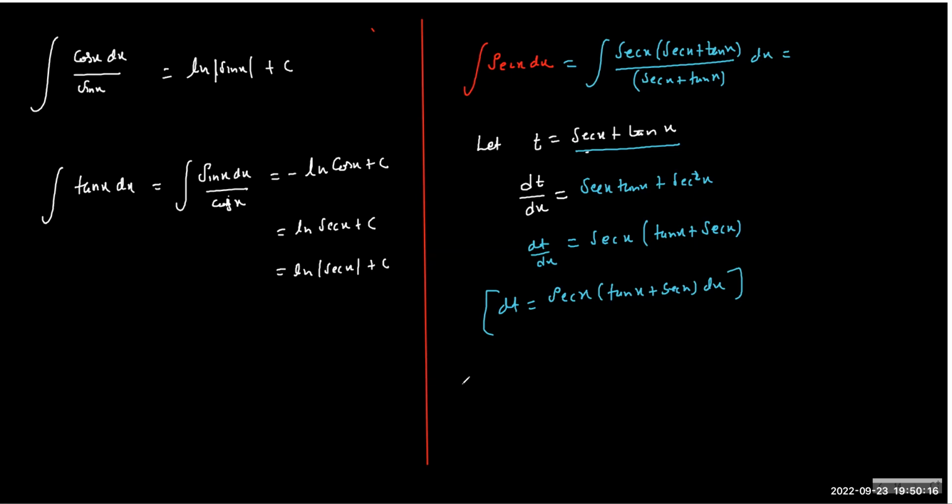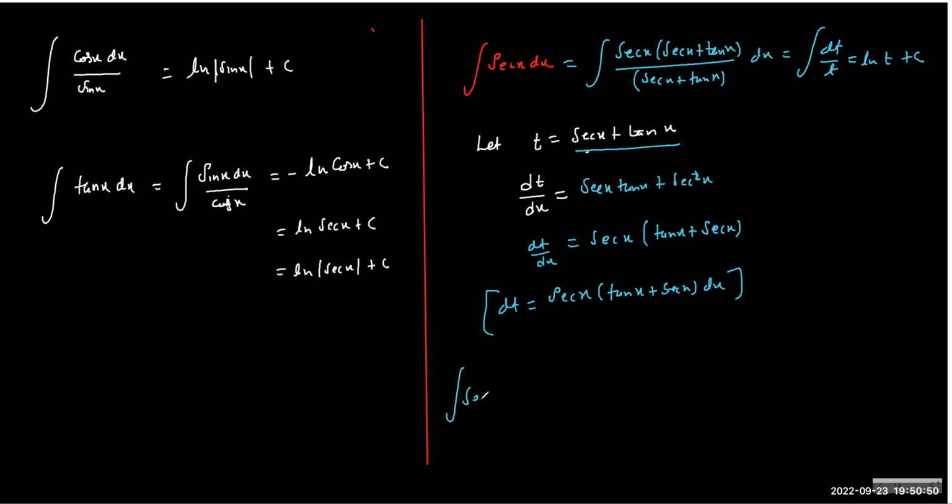Do you realize this? Yes, sir. So the entire numerator we can replace by dt if I take the denominator as t, isn't it? So this will become dt by t. And what is the integration of dt by t? ln t. We are done.